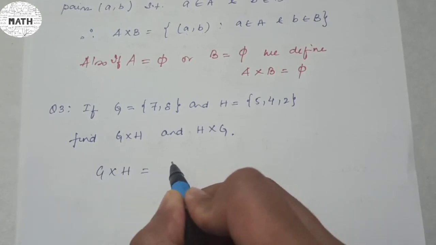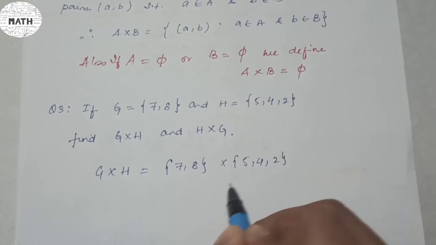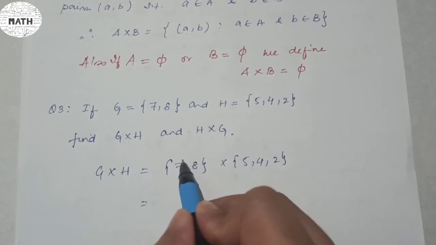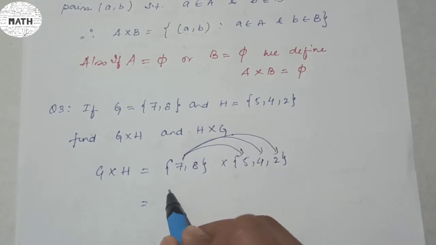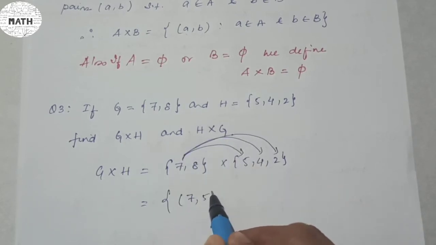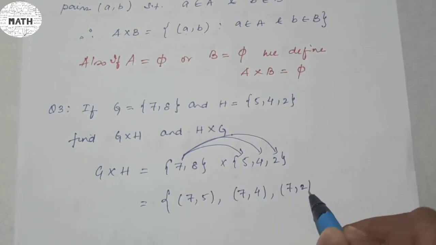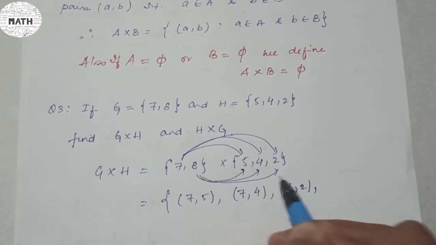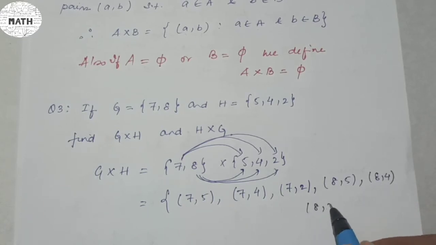G cross H means nothing more than {7, 8} cross {5, 4, 2}. According to the Cartesian product, I have to write the first element belonging to G only, so I pair it first with the first, then the second, and lastly the third element. That will be (7, 5), (7, 4), (7, 2). After we're done with 7, go with 8: (8, 5), (8, 4), (8, 2). So that's all about your cross product.